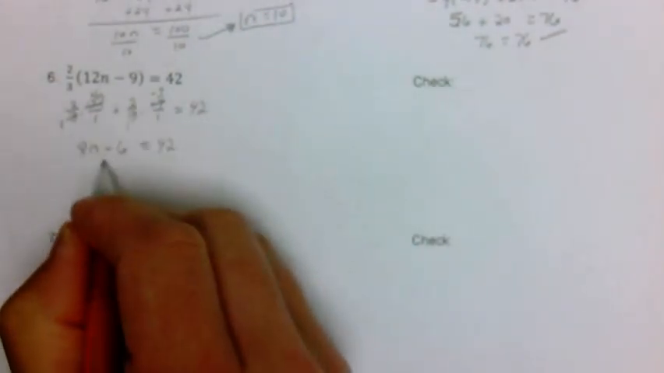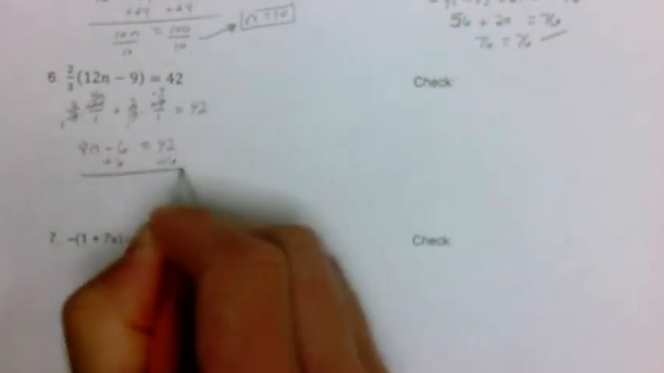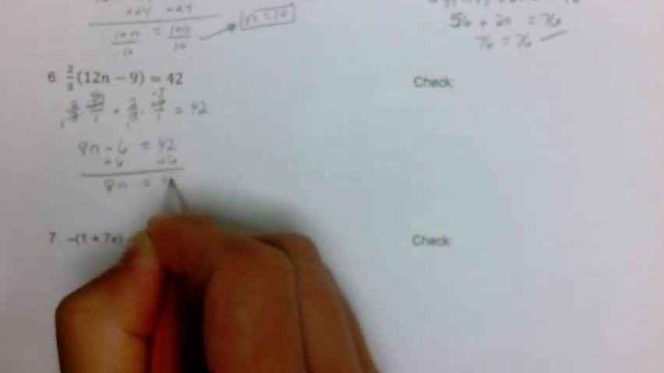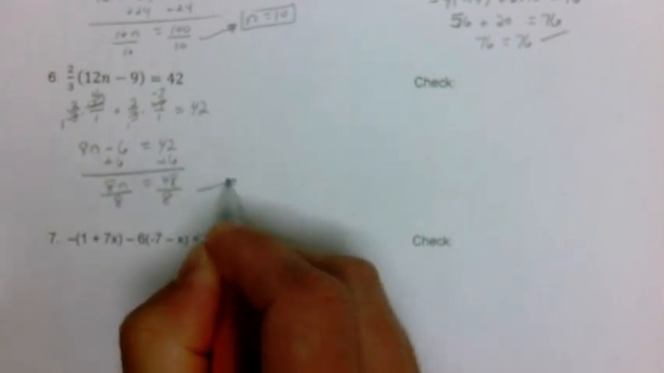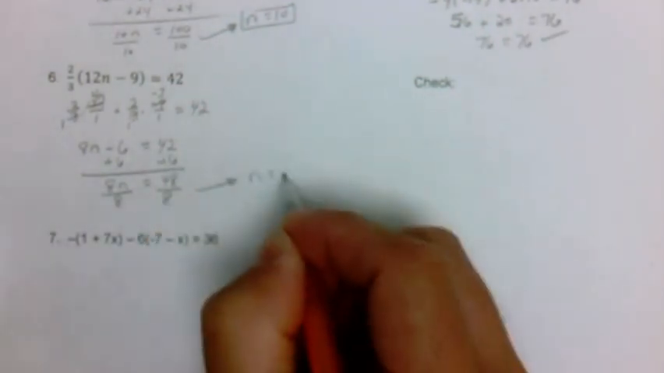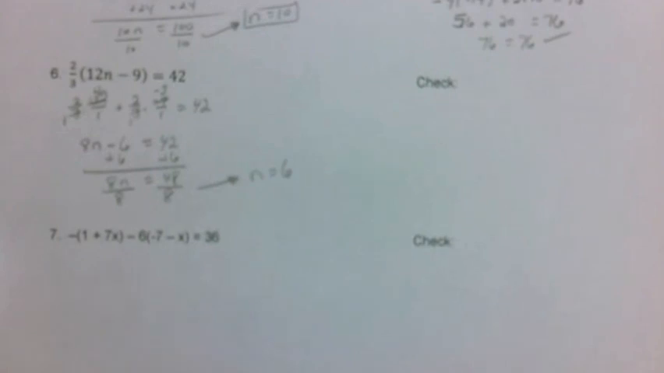Let's isolate 8n by adding 6 to each side. 8n is 48. And then divide each side by 8 to get the value of n, which means that n equals 48 divided by 8, which is 6.